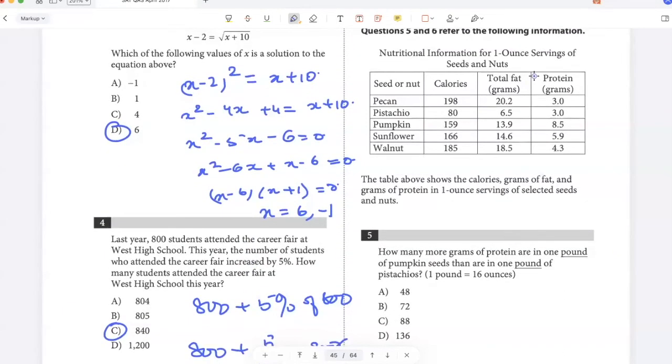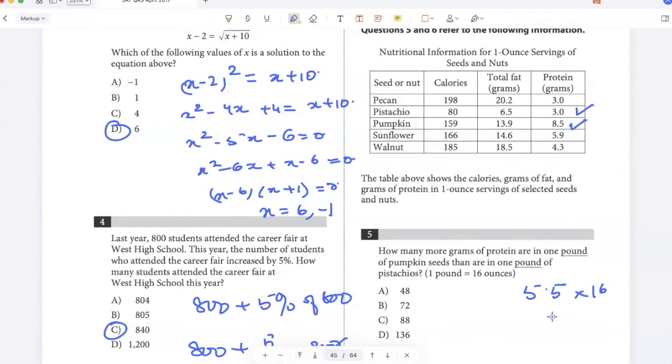Okay, so in 1 ounce of pumpkin seeds, 8.5 grams of protein, and in 1 ounce of pistachio, 3. So the difference is 5.5. That's in 1 ounce. So in 1 pound, it would be 5.5 into 16. So that's 16 into 5, 80, 0, carry 8, 88. So that's option C.